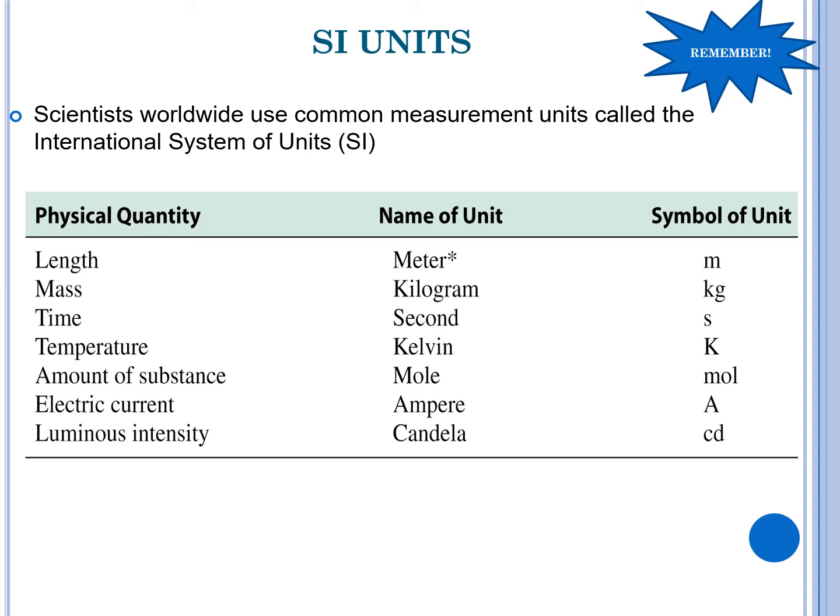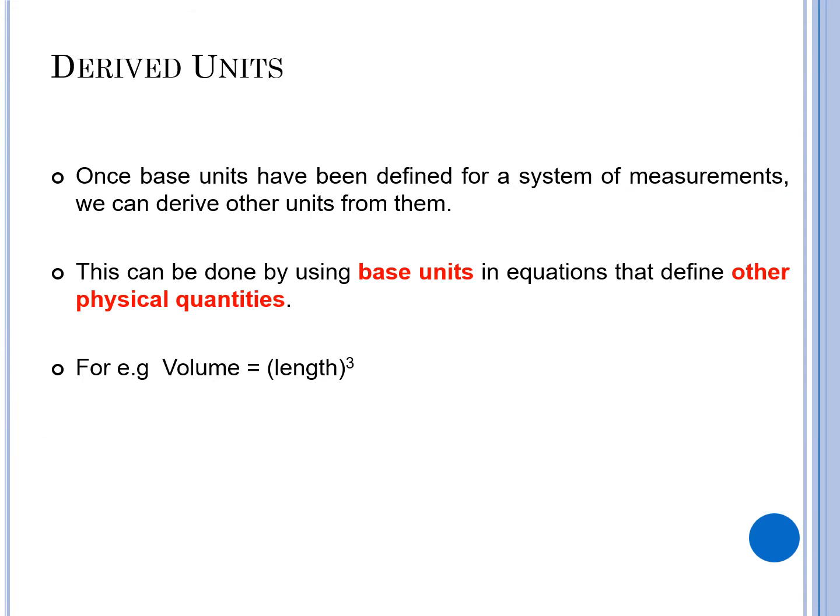Okay, so we continue on SI units. We have learned about base units, and then derived units. This can be done by using base units in equations that define other physical quantities. For example, the derived unit of volume is length to the power of 3, meaning length times length times length, that will give a volume.